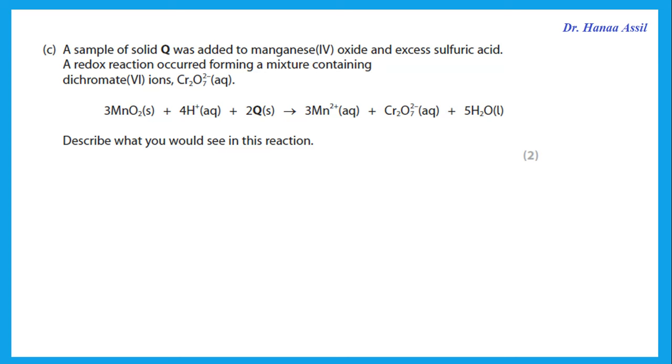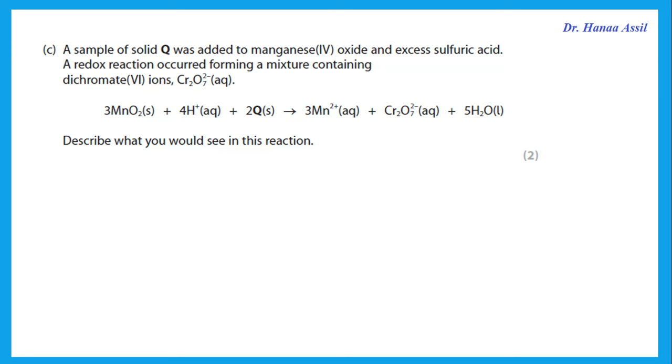A sample of solid Q was added to manganese 4 oxide and excess sulfuric acid. A redox reaction occurred, forming a mixture containing dichromate ions. Describe what you would see.